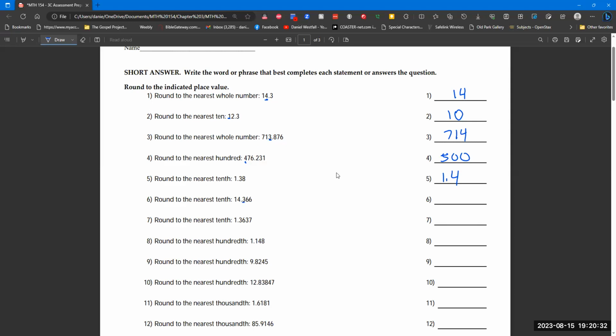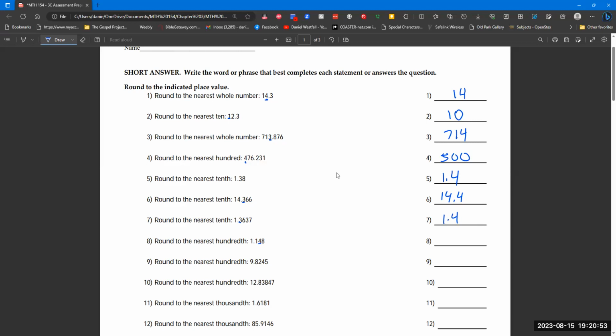Round to the nearest tenth again. Look at the tenths. Now look at the hundredths that are after it. That 6 is going to make me round up to 14 and 4/10. Round to the nearest tenth again. And that 6 is going to round that 3 up to 1 and 4/10.